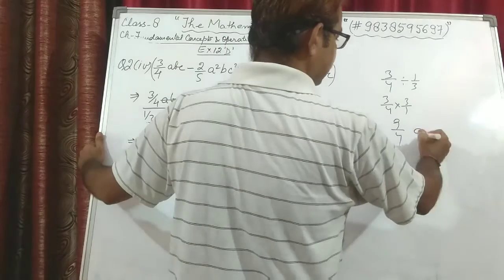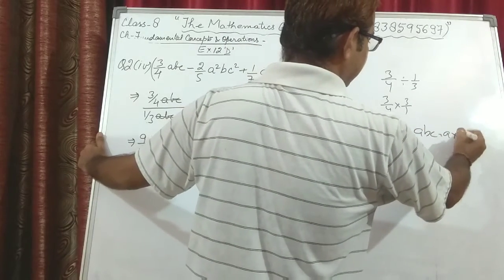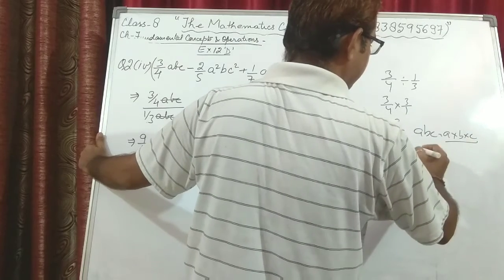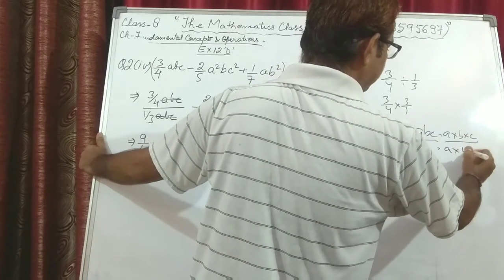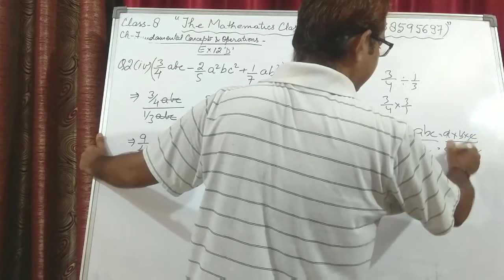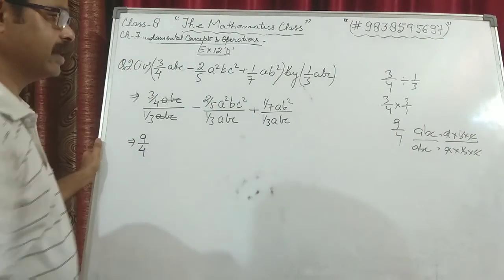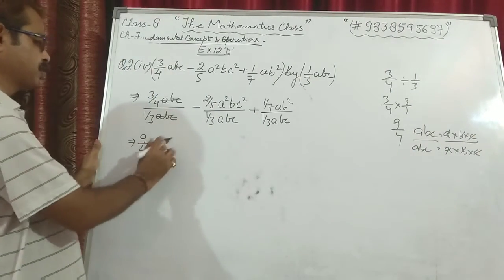Why? ABC can be written as A into B into C, and upon ABC can also be written as A into B into C, so C, C, B, B, A cancelled. So finally we don't have anything, we have only 1 left, so no need to write 1.